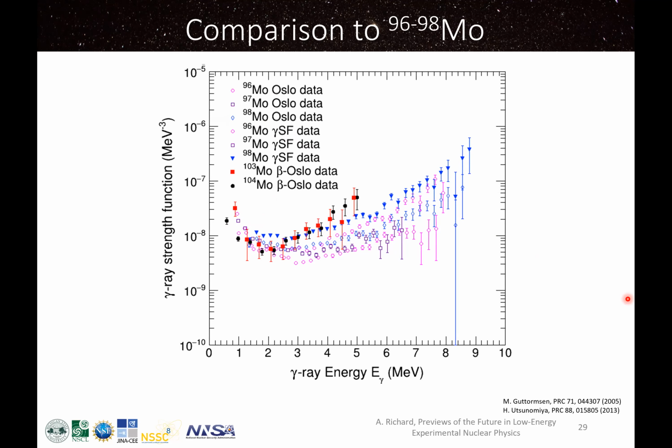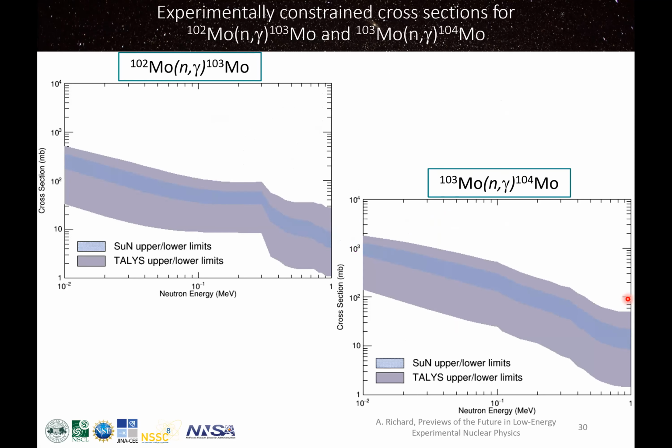After we have our gamma ray strength function and our level density, we can then actually calculate the n-gamma cross section in TALYS. I'm showing here the cross section calculated in TALYS versus neutron energy for molybdenum 102 n-gamma and molybdenum 103 n-gamma.